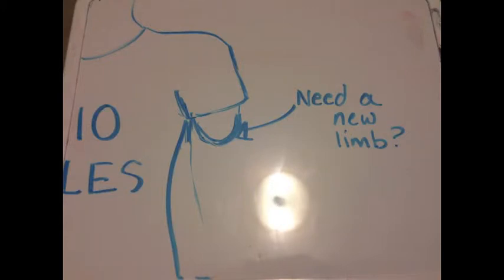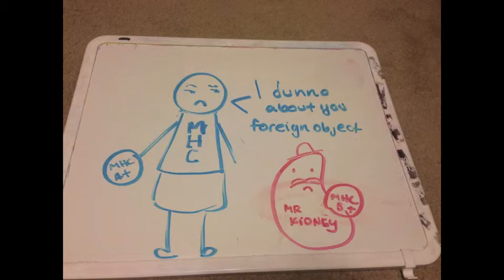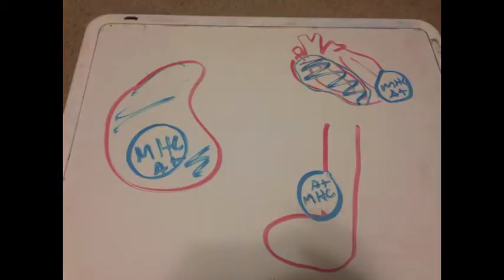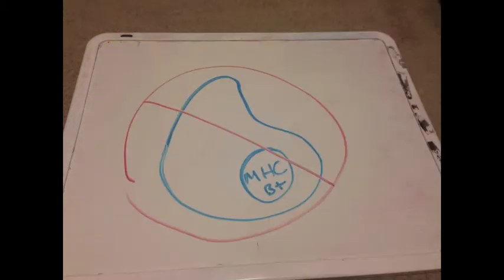Do you need a new limb or organ? MHC, or the major histocompatibility complex molecules, mediate the immune response and rejection of new organs or limbs. You could say that the MHC puts its MHC A+ stamp of approval on all of the blood and the cells inside of your body.